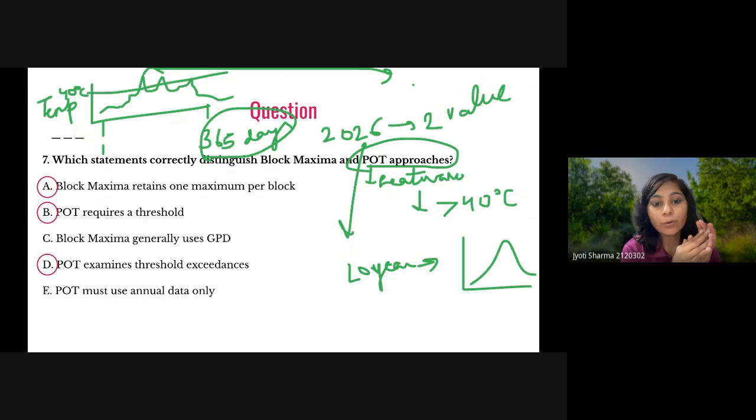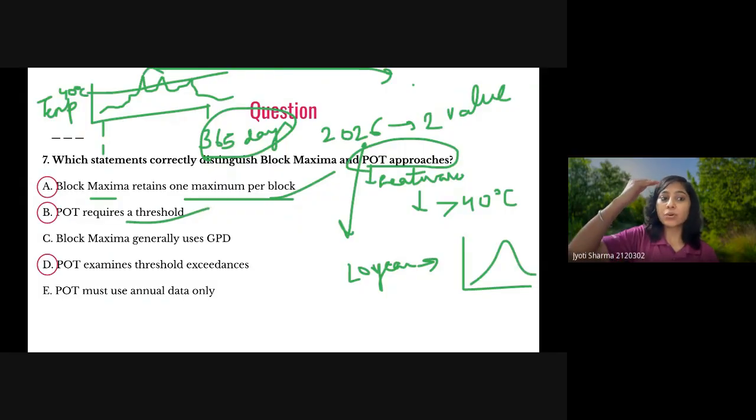Okay, so now the statement: block maxima retain one maximum per block. As I told you, per block, let's say per year, we will have just one value. We will not have two or three values, because the maximum value can be just one. So we will have one value per block. This is right. POT requires a threshold. As I told you, it needs the threshold. Either we put the threshold at 40 degrees or 45 or 50 degrees.